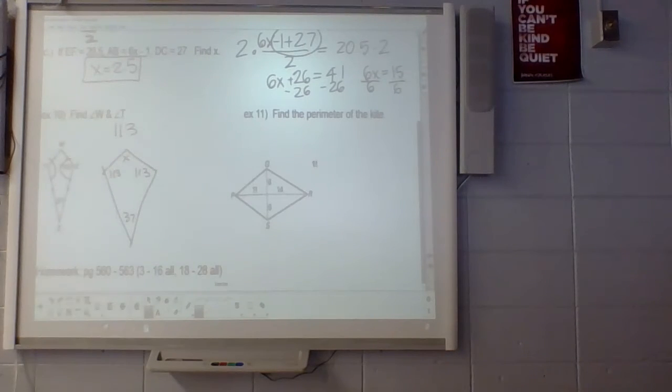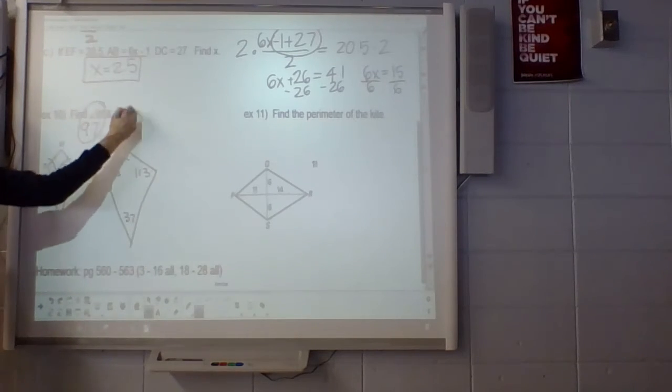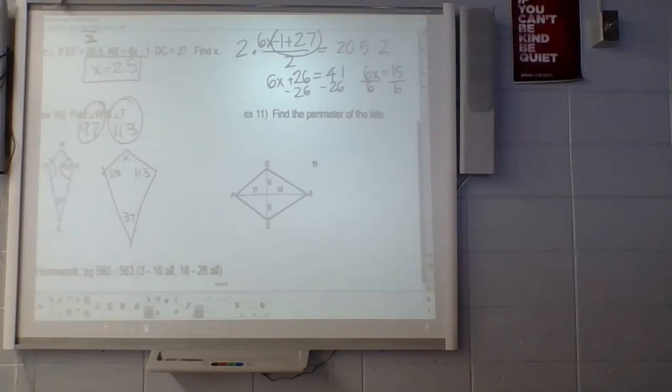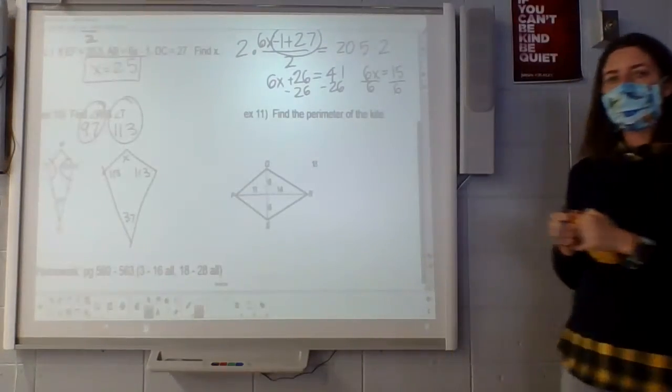So then I just have to find W, and I know the fact that they all add up to 360. So I can add those up and take them away from 360. So I get 97 for X or W. The next one here asks us for the perimeter of the kite.